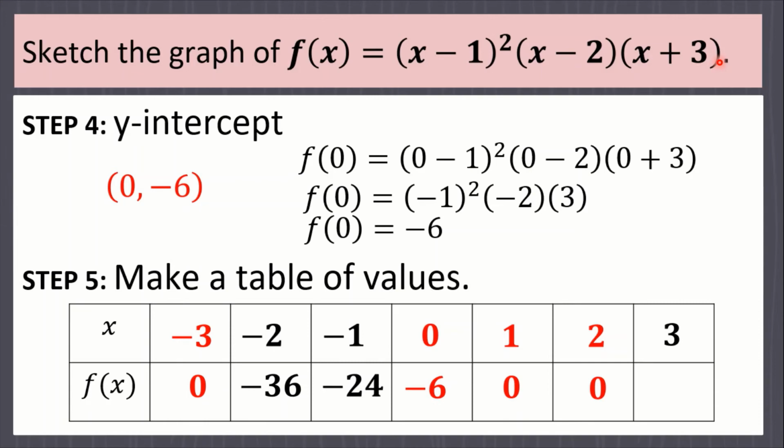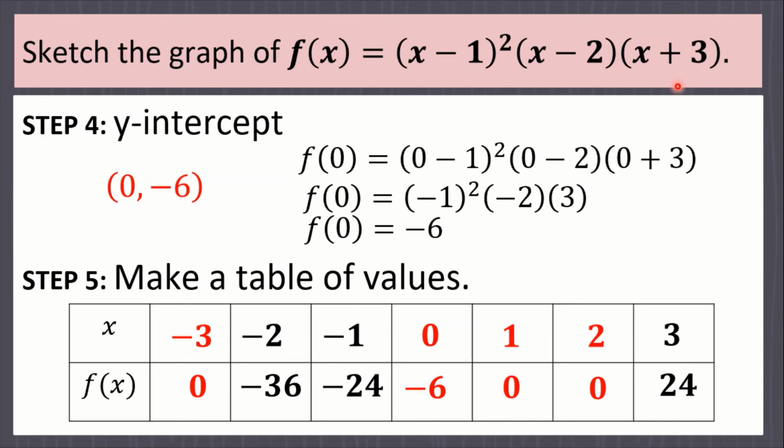So, pag nagsosolve kayo, pwede naman kayo mag-calculator para mas accurate, para sigurado kayo sa values ng f of x. Then next, we have x is 3. 3 minus 1 is 2 squared is 4. 3 minus 2 is 1. Then 3 plus 3 is 6. So we have here 4 times 1 times 6. And the answer is 24.